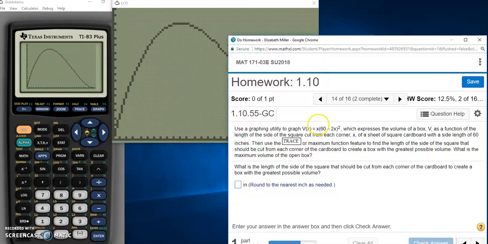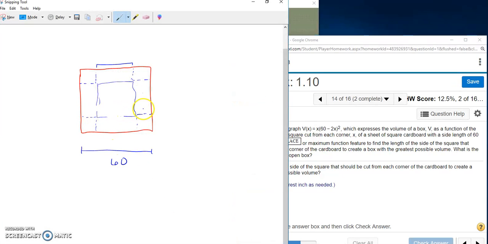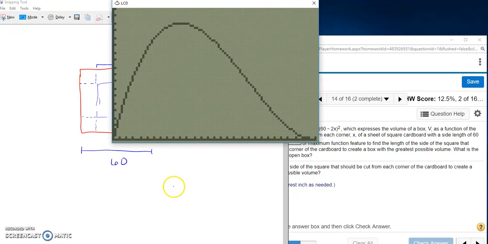So now let's see what it's asking for. It's asking: use the trace or maximum feature to find the length of the side of the square that should be cut to produce the greatest possible volume. So this function represents volume based on x, and x is the side length of the little squares that we're cutting out. Depending on what size little square we cut out, our volume might be bigger or smaller. So we need to find this maximum here.